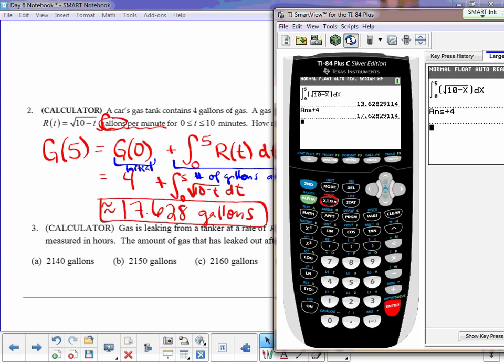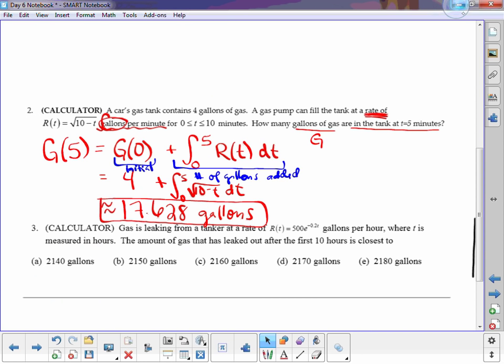Okay, so 3 then. For number 2, gas was being added into the tank, filling the tank at a rate of... So that rate is going to be positive because it's adding to it, right? My original amount would be increased. I'm getting gas added to it, so my rate ends up being positive. So I want to add that amount to it.